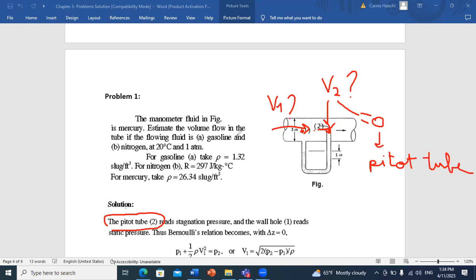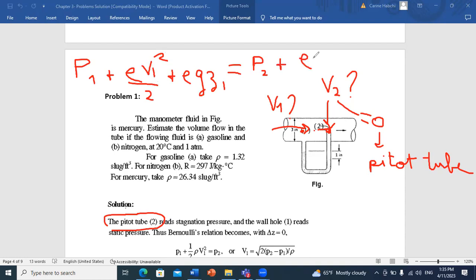So from the Bernoulli equation, what do we know? We have P1 plus rho V1 square over 2 plus rho g z1 equals P2 plus rho V2 square over 2 plus rho g z2.